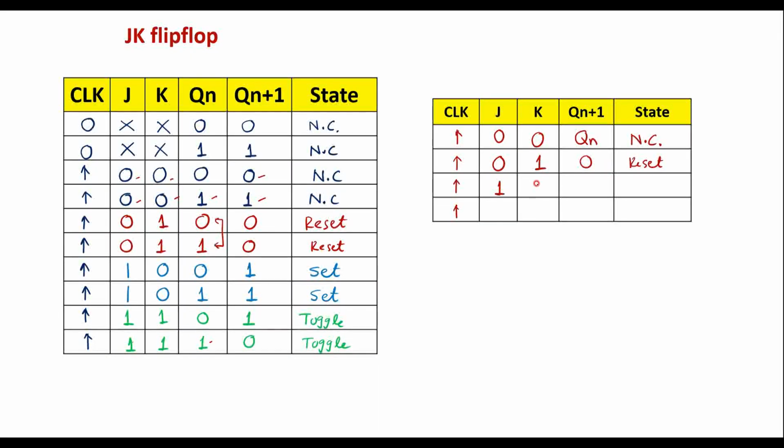Similarly, if J is 1, K is 0. So in these two cases, J is 1, K is 0. So here we can see that Qn plus 1 is equal to 1 in both the cases. Therefore, flip-flop is set. That is 1, which is nothing but set. When both are 1, 1, Qn plus 1 is opposite to this. That is complement of this. We can call it as toggle. So this is Qn bar, that is complement of that. It is called toggle.